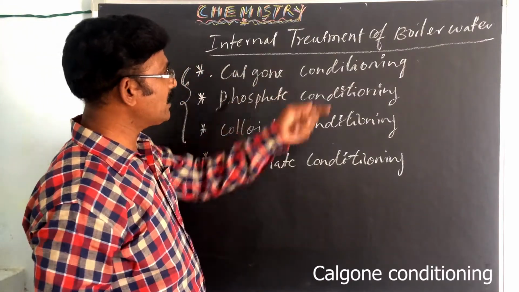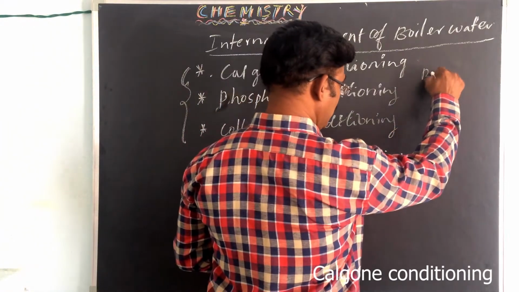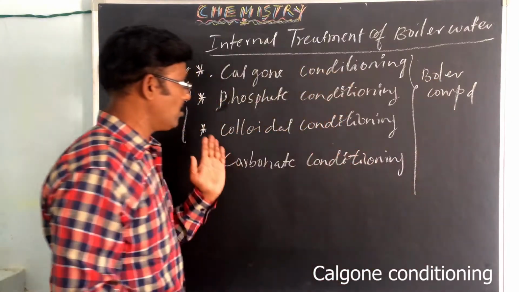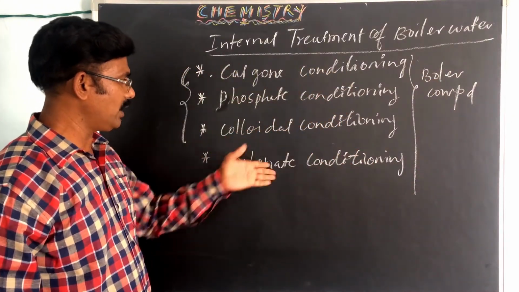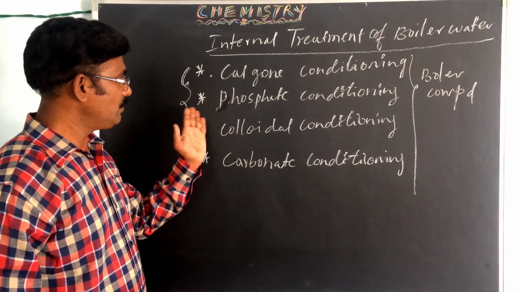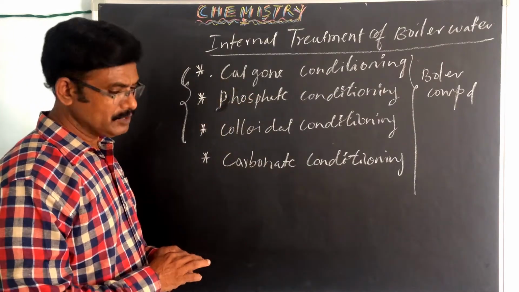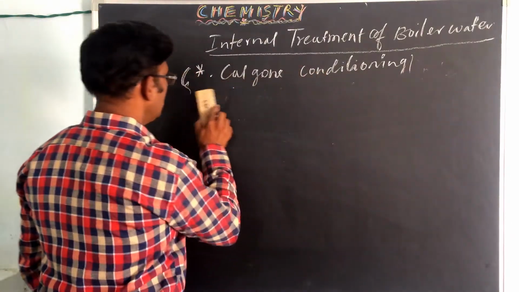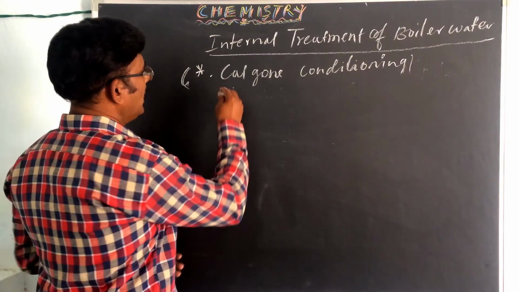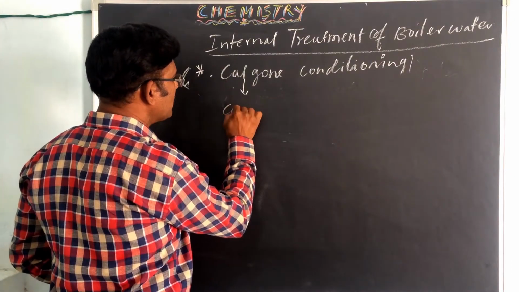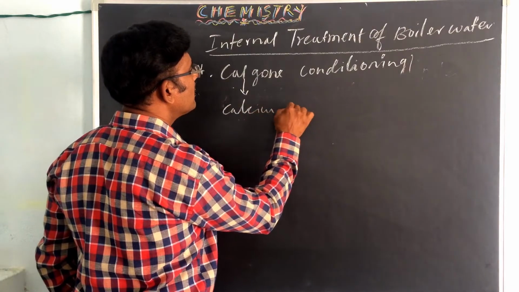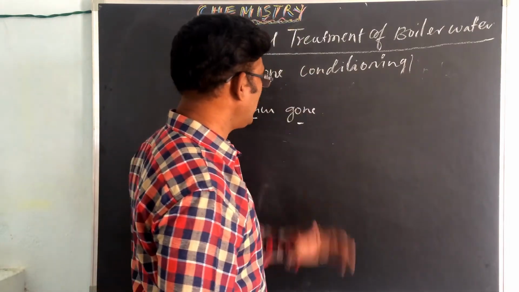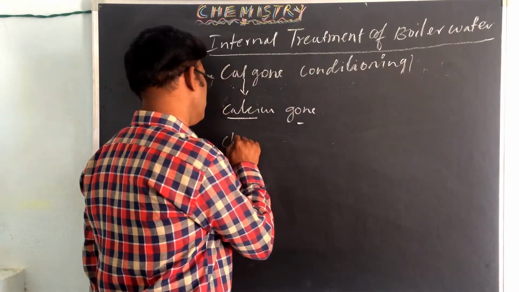So how many types are there? Internal treatment uses boiler compounds. There are four: Calgon conditioning, phosphate conditioning, colloidal conditioning, carbonate conditioning. Among the four, we will discuss only three. In this, the first one is Calgon conditioning. Calgon means calcium gun. So what is the chemical name?